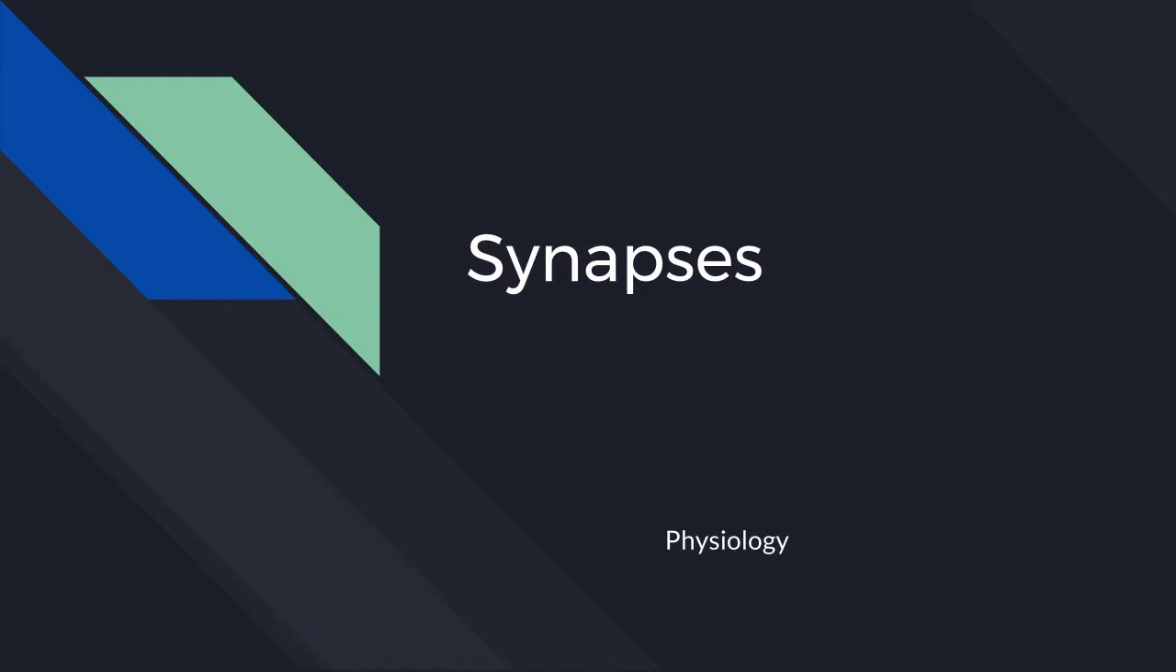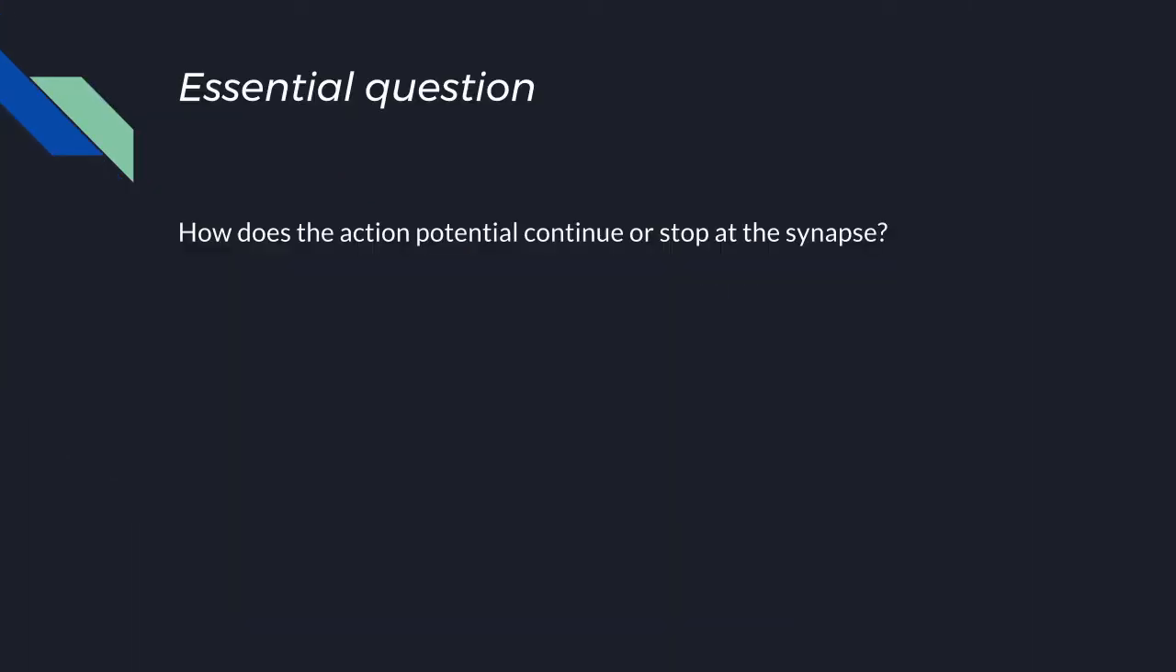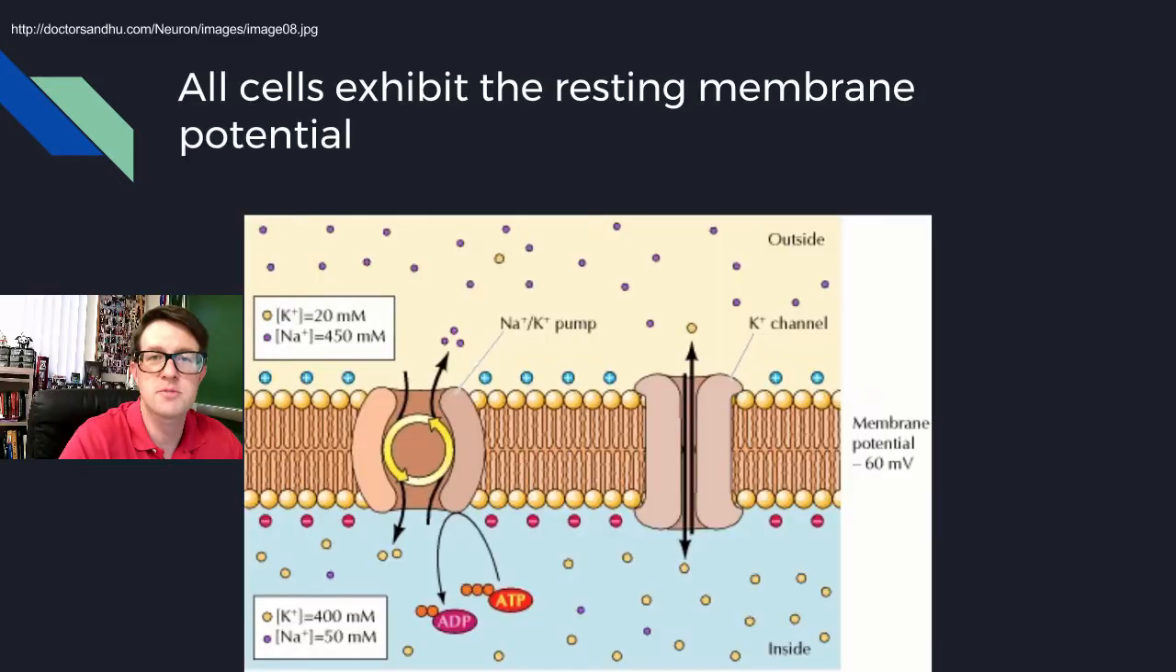So we're finishing up our 5-day series on trying to figure out how neurons communicate, and that's today's last one, which deals with synapses. In particular, we're going to look at how you continue or are stopped at the synapse.